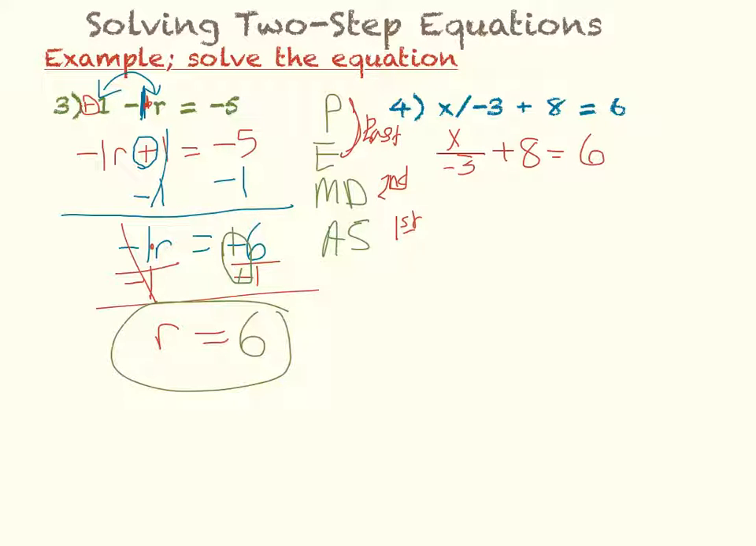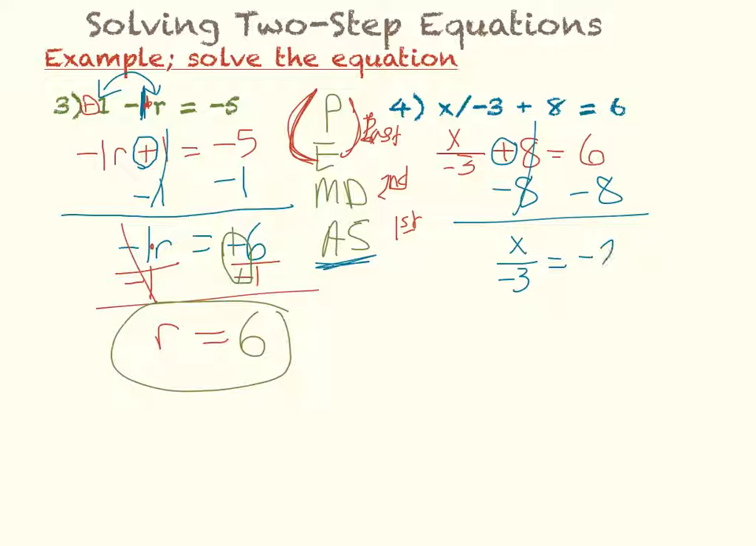Okay, we're not going to be really getting to a whole lot of these yet, but we will eventually. So we do that last. So that being said, if we start with our addition and subtraction, we're going to subtract 8. The opposite of plus 8 is minus 8 from both sides, leaving me with x over negative 3 equals 6 minus 8, which is a negative 2.